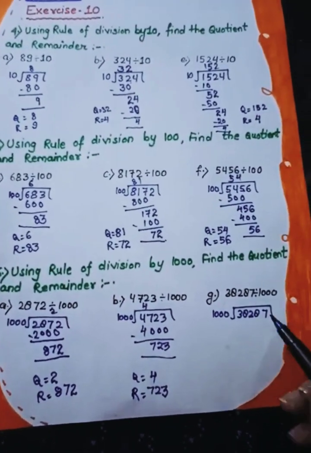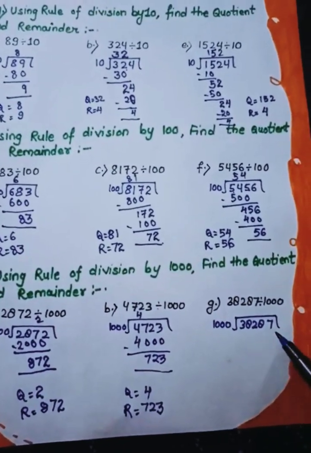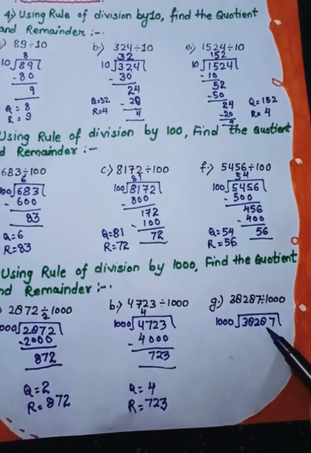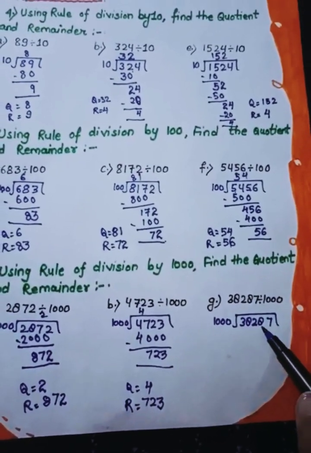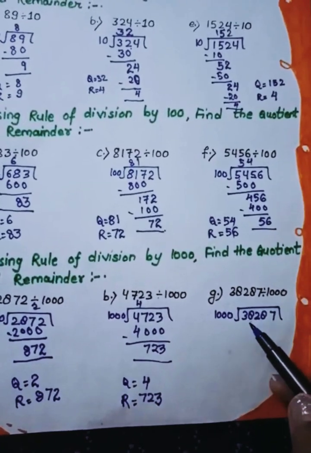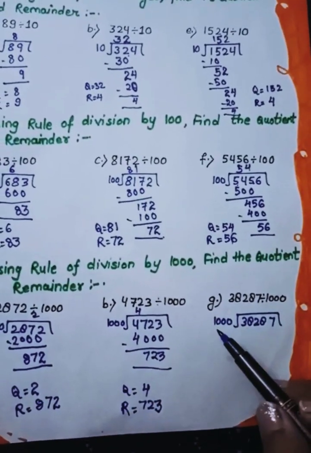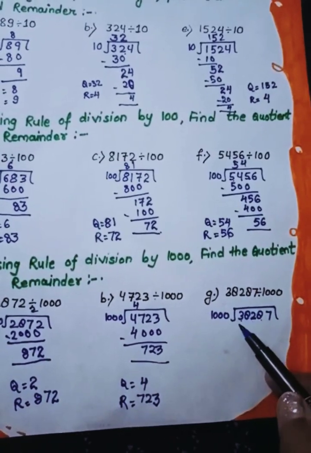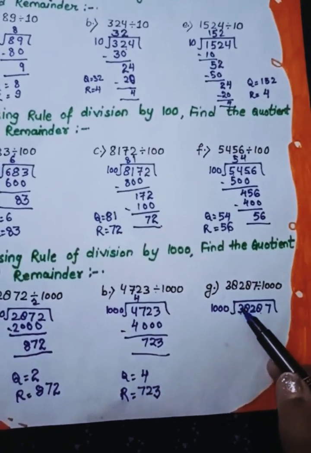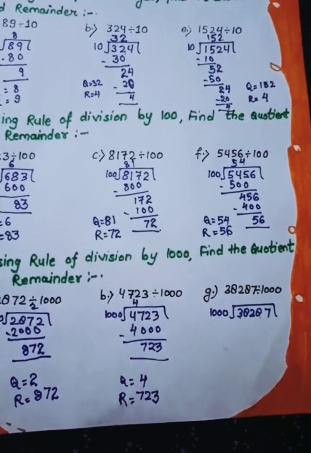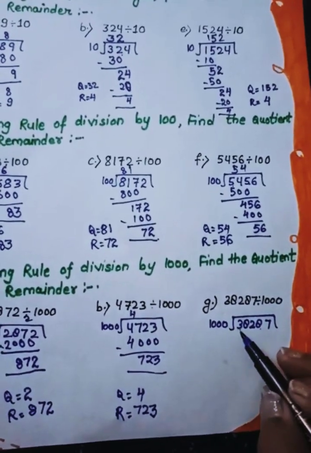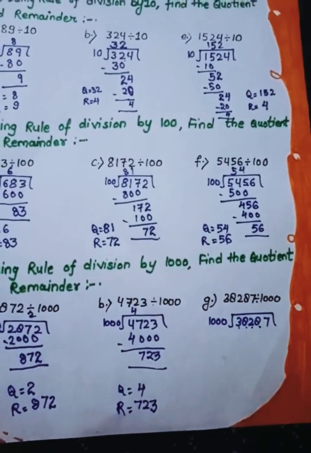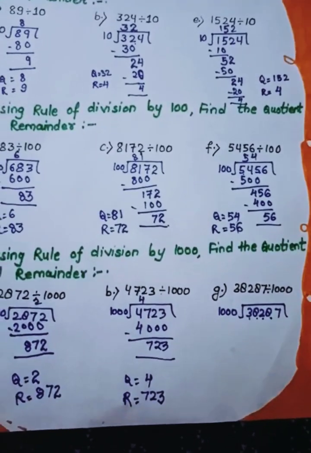Okay. Now G part we will do. Now students, please be very careful and please pay attention to this question. We have a 5-digit number over here, but by 1000 we can only divide 1 2 3 4. Beginning from the 10,000 place we can only divide 4 digits. Okay, so we'll take 3827 together and then we will divide it by 1000.